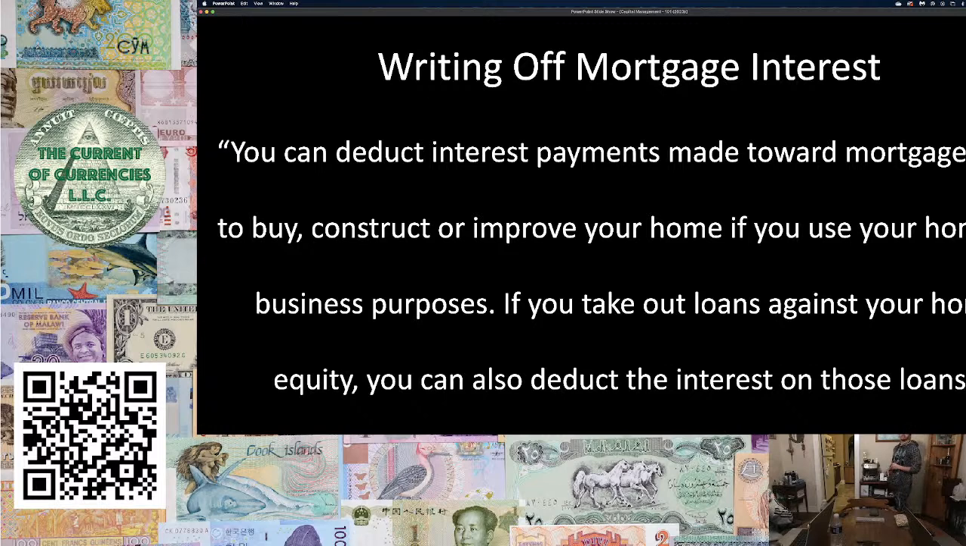Writing off mortgage interest. If you have a mortgage, you can deduct interest payments made towards mortgage loans to buy, construct, or improve your home if you use a home for business purposes. If you take out loans against your equity, a home equity loan, you could also deduct the interest of those loans. And again, this is if you have an LLC.